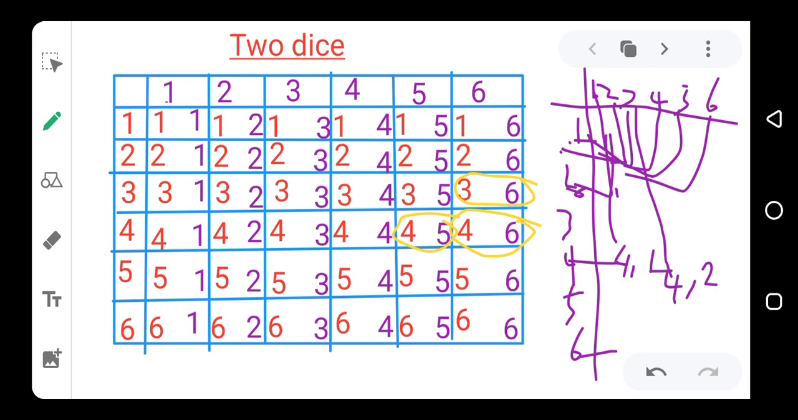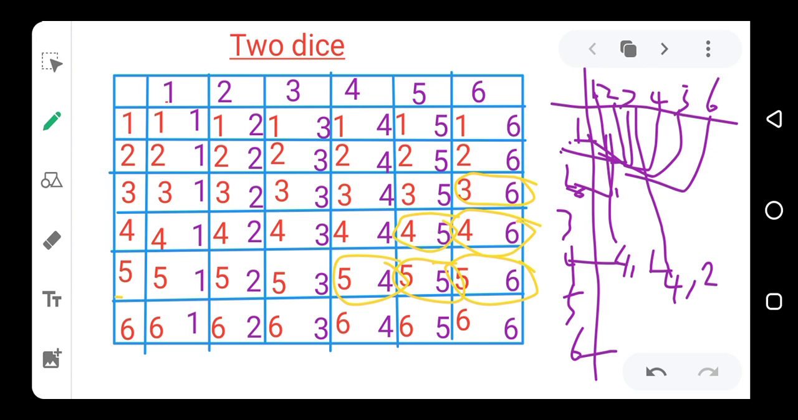Now we go to the fifth row. The highest number is 5 and 6, which is 11. We count it. The next one at the back of it is 5 and 5. It is 10. We count it. And the next one is 5 and 4, which is 9. It is also more than 8, so we count it. Then at the back of it, 5 and 3 is 8, not more than 8, so we are not counting it.